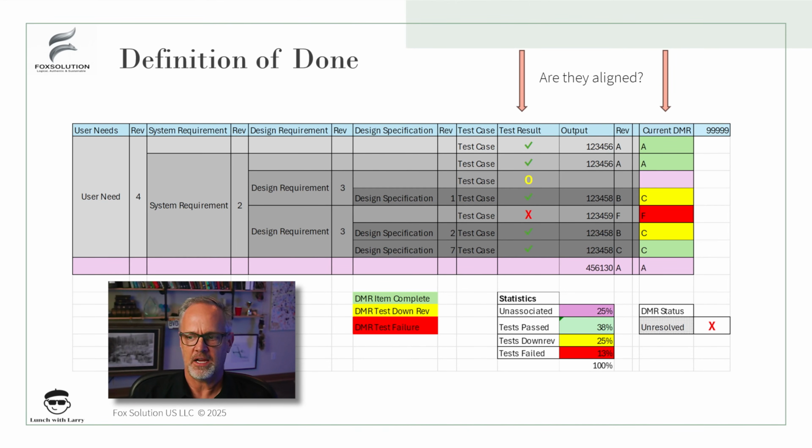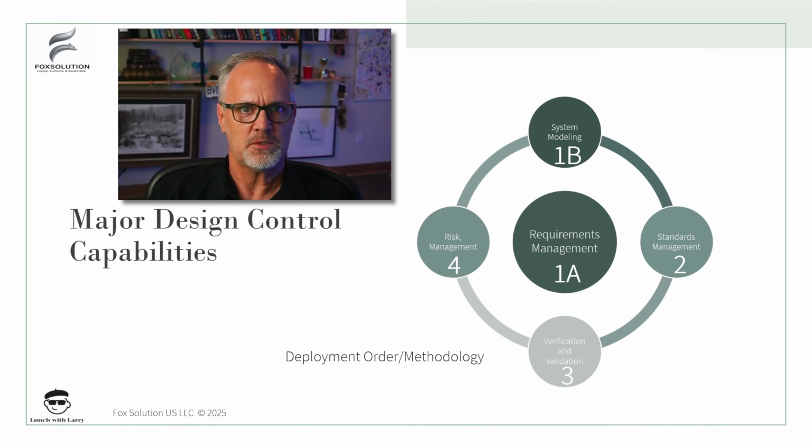So I just want to give you a sense of where we are heading with all this and why we go through all this effort. It's really to get reports like this that greatly reduce the amount of labor that's required to provide the traceability. In addition to that, it actually gives us a correct result, which is very difficult to do when we're building it all manually. So that being the case, we have our major design control capabilities: requirements management, systems modeling, standards management, VMV, and risk management.